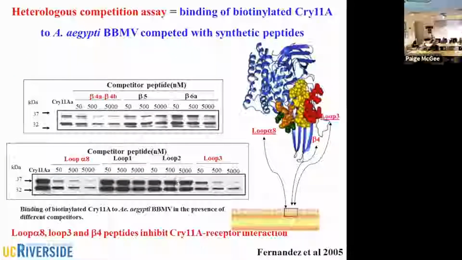And in this particular case, if you look at the top figure, the beta sheet 4A and 4B do compete, and also loop alpha 8 in the second panel competes, and loop alpha 3 also competes. And loop alpha 8 is particularly more important than the other two.